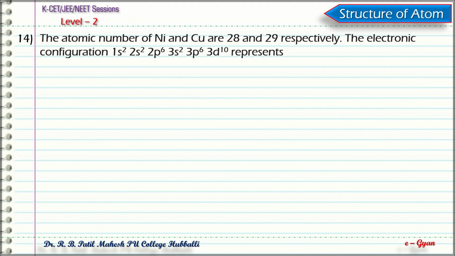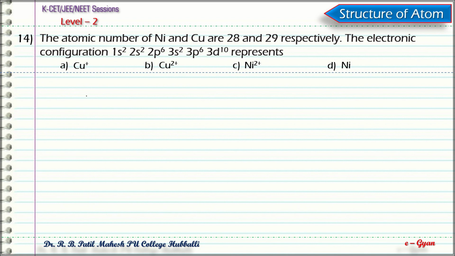Question number 14. The atomic numbers of nickel and copper are 28 and 29 respectively. The electronic configuration is given. It represents which of the following ions or atoms. Let us write the electronic configuration of nickel first. Atomic number is 28: 1s2, 2s2, 2p6, 3s2, 3p6, 3d8 and 4s2.